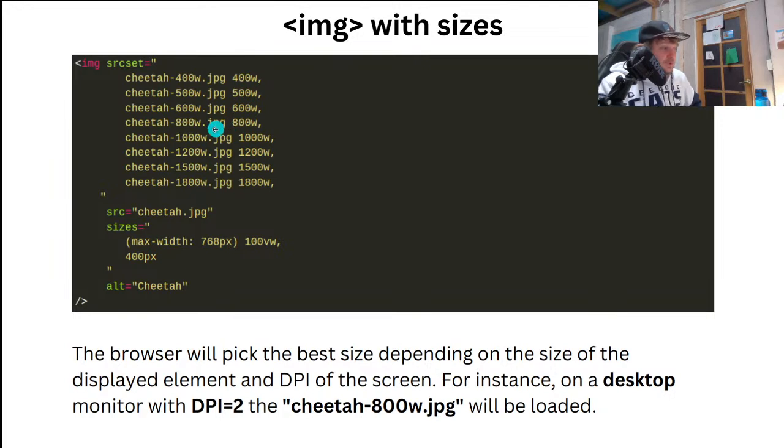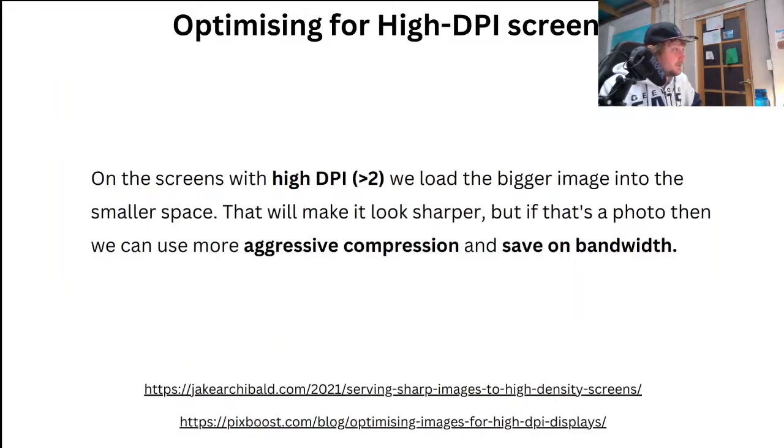And if it will be DPI 3, then it will go and pick up the 1200 wide image. And this is actually working quite nicely, and there is not much problem with that. However, there is one opportunity of how we can optimize the bandwidth and the image size that we are delivering. And I'm going to talk about it probably next slide.